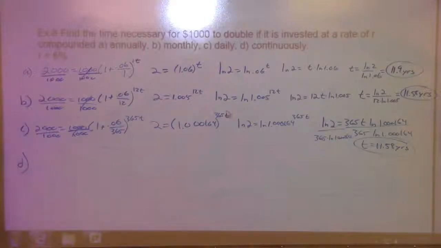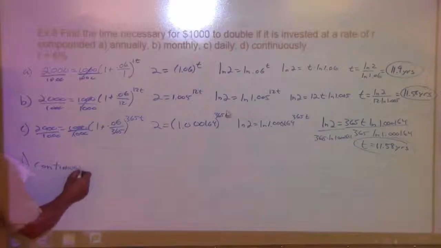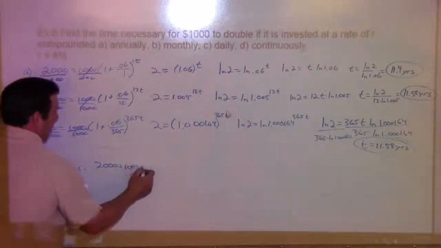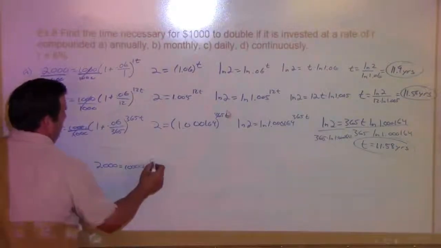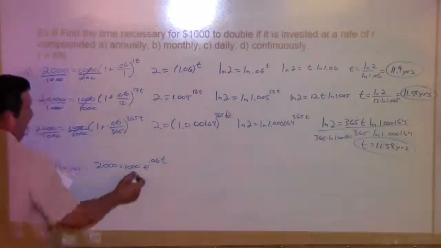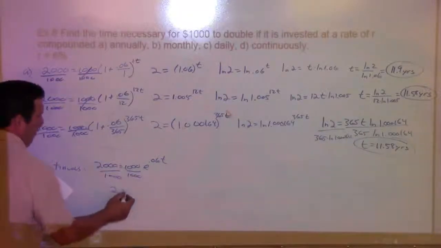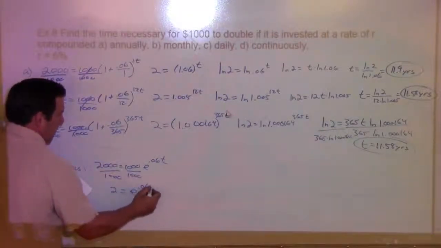And D, continuous. 2,000 equals 1,000 times e to the 0.06t. Dividing both sides by 1,000. 2 equals e to the 0.06t.